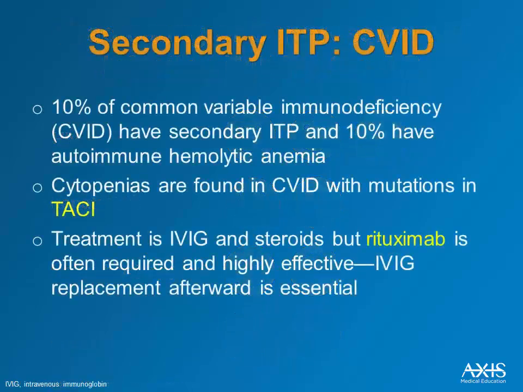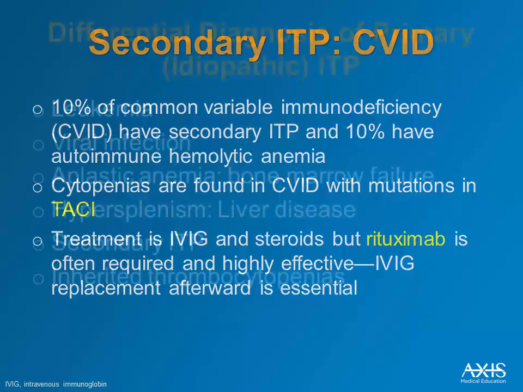Secondary ITP can occur in a number of causes. One of the more common is common variable immunodeficiency, and it appears that rituximab in these patients is a particularly good treatment, as eradication of infections is a good treatment in those described on the previous slide.